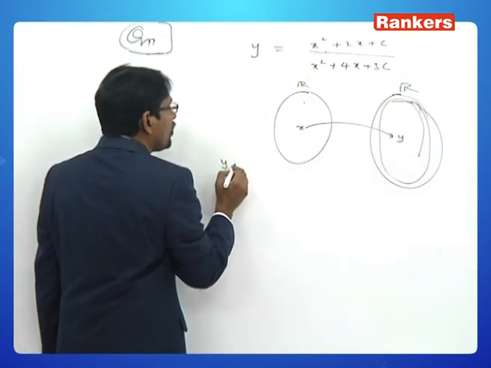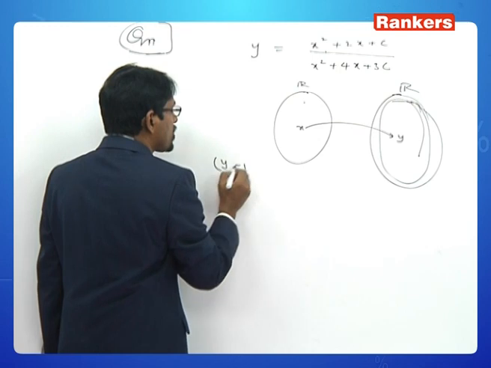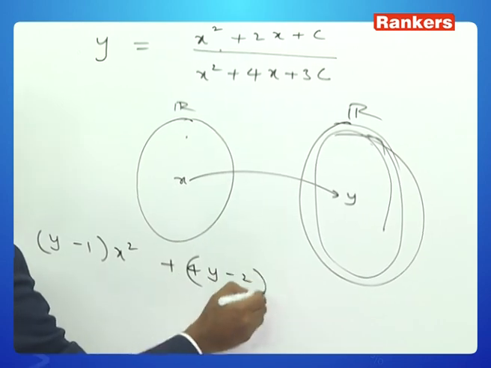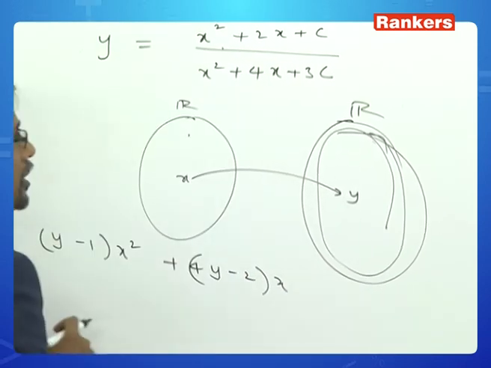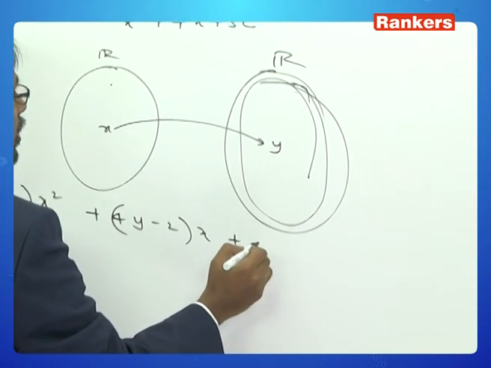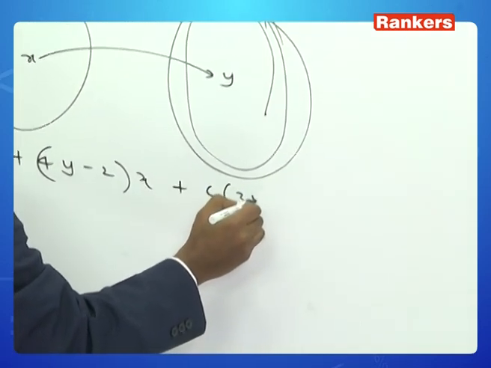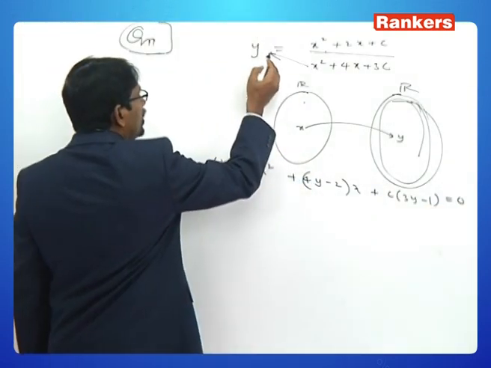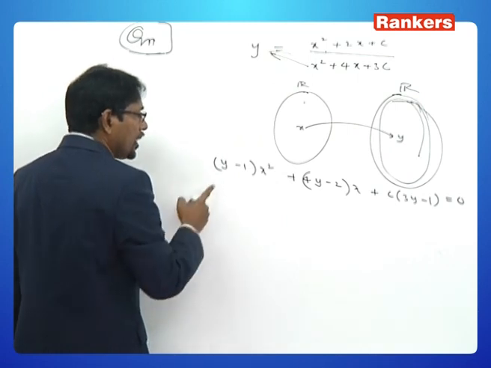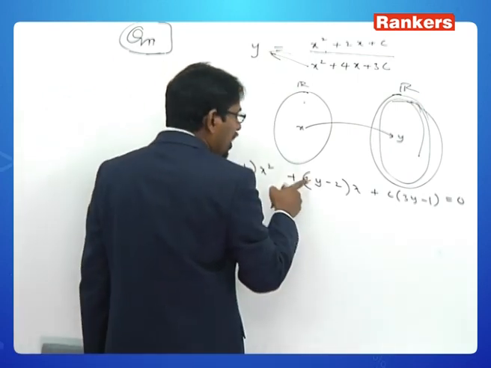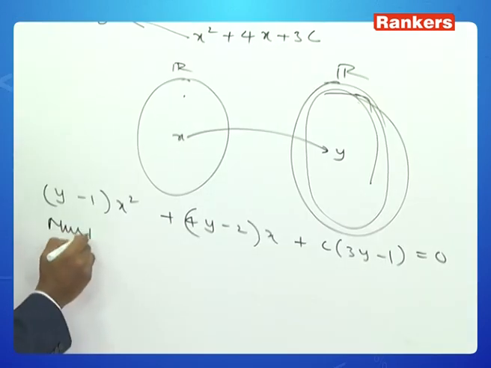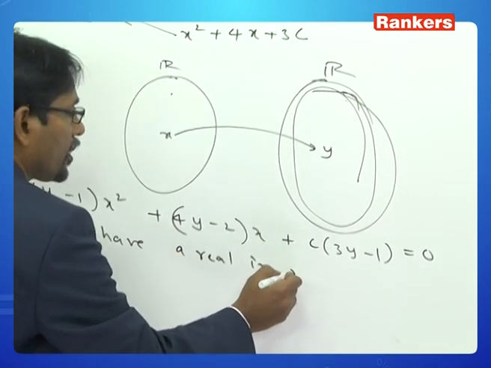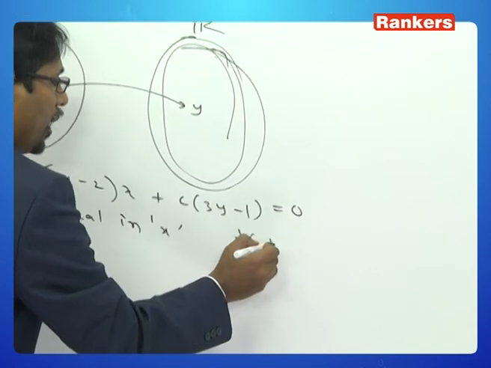We write this as y minus 1 into x square plus 4y minus 2 into x. I'm cross multiplying and grouping the terms, and we have here c into 3y minus 1 equal to 0. Cross multiply, write it as a quadratic in x. Now this equation must have a real root in x for each y. That's what you want.